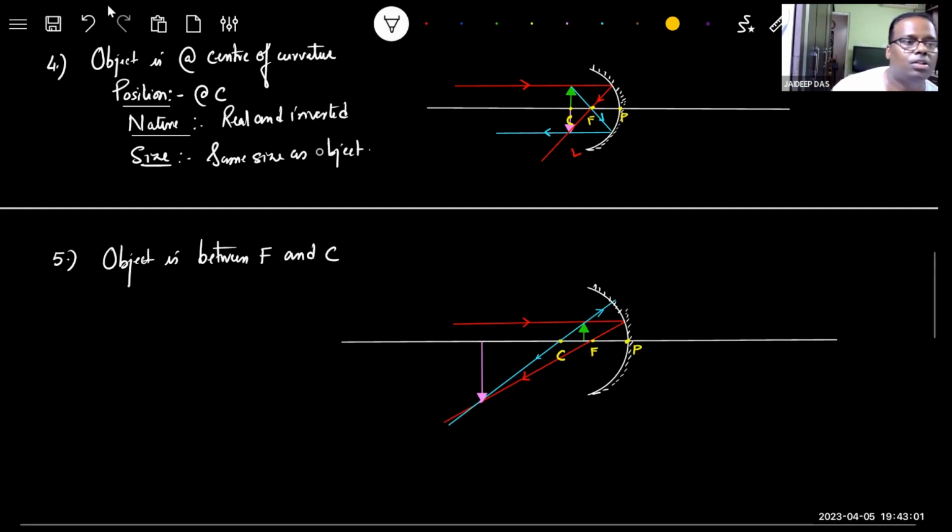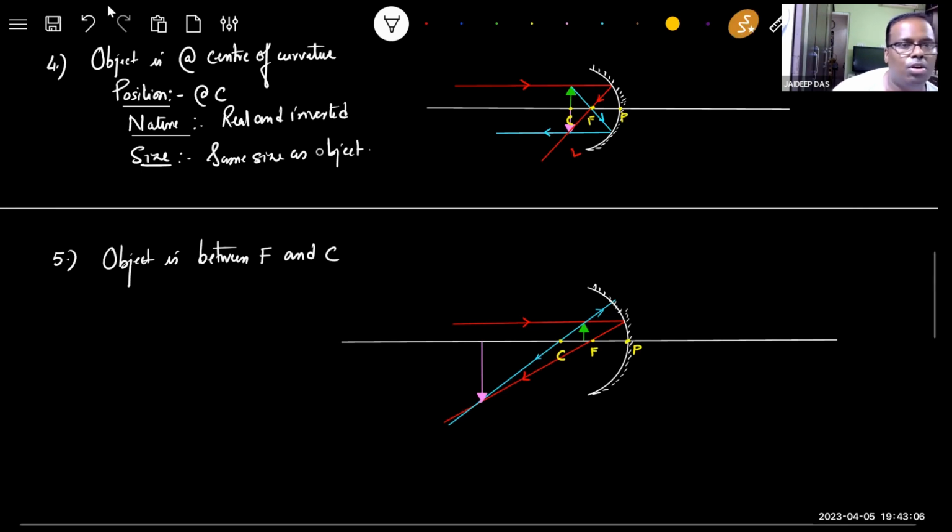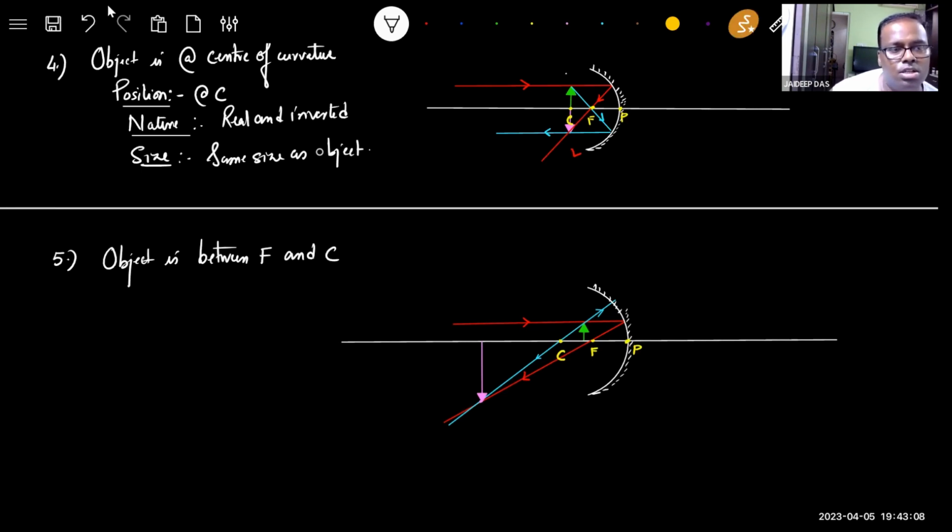ठीक है, तो यहां लिखते हैं अभी. And can we name it? Or we should also name our images. I have not named in any cases. Still, let's name them. Okay, this was AB and the image is A dash B dash, inverted. This was AB, the image comes B dash A dash. So we say position.